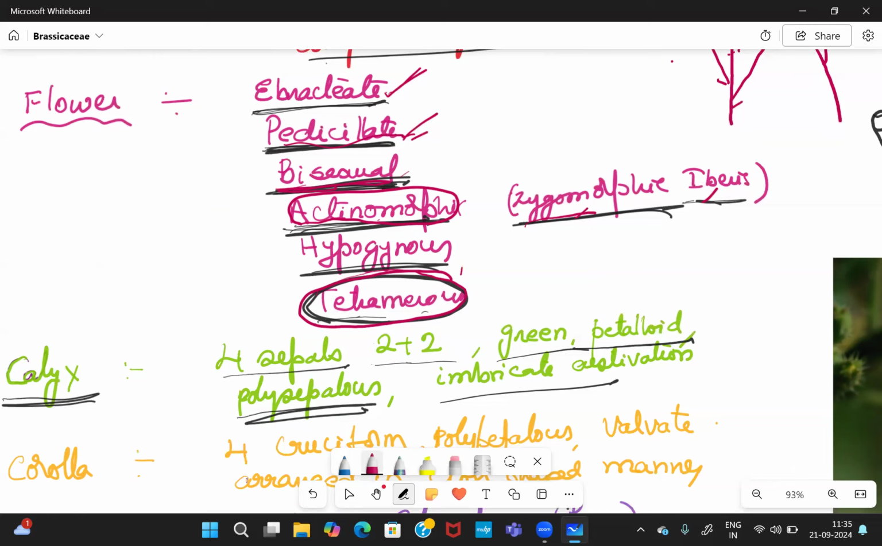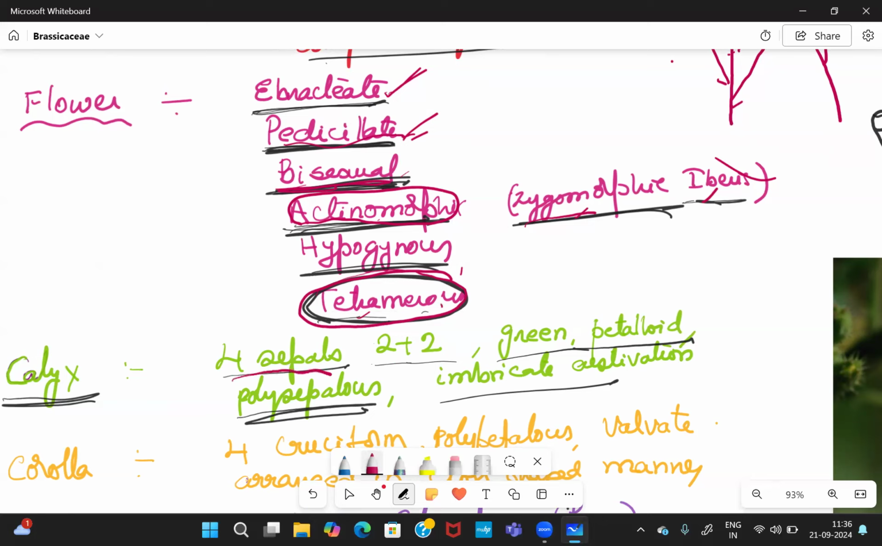While considering merosity, we have to consider only the non-essential organs, sepals and petals. We need not consider the essential organs, androecium and gynoecium. Here 4 sepals are there, 4 petals are there. And the androecium has 6 stamens. The gynoecium has 2 carpels. So while telling merosity, we consider only the non-essential parts. So, the tetramerous condition.